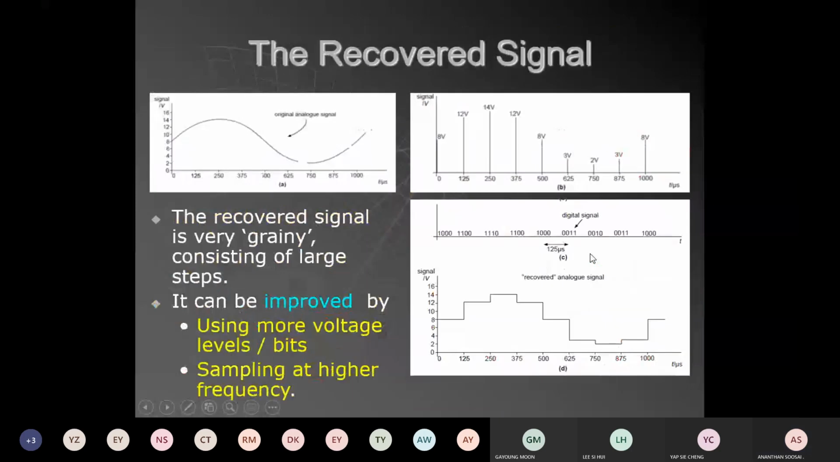Here you see the original analog. This is the sampling done. This is the binary code sent to your friend. But in your friend's phone, TV, or laptop, you're going to trace back this graph. It took sample 8, so you flatten it for 125. Then at 125 seconds, he got a new sample 12, so you trace it out. So you flatten the curve.